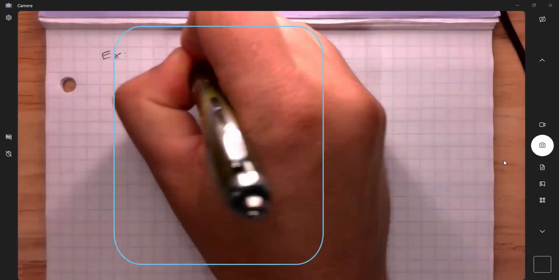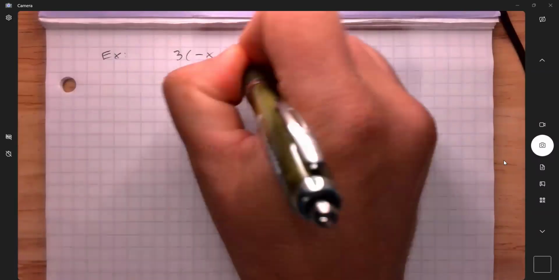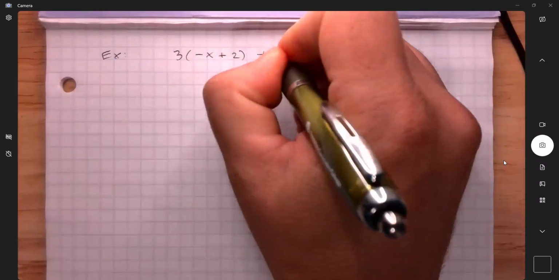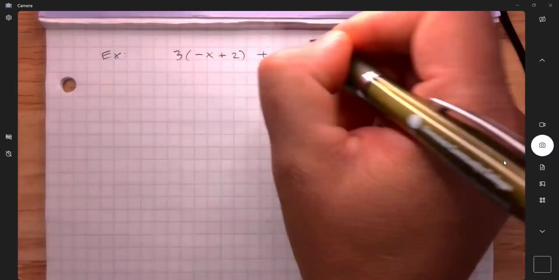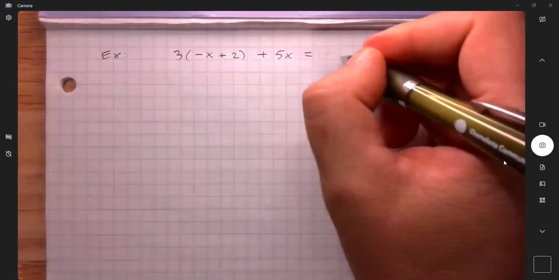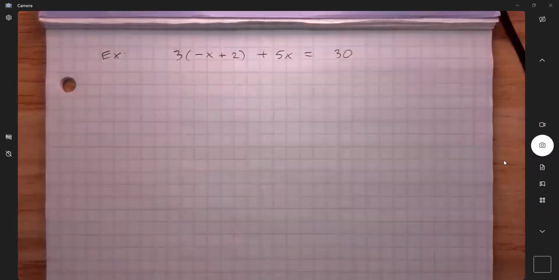So let's look at another example. Let's do 3 times negative x plus 2, plus, let's say 5x, equals, let's say 30. All right, I just came up with this. I hope it works well.